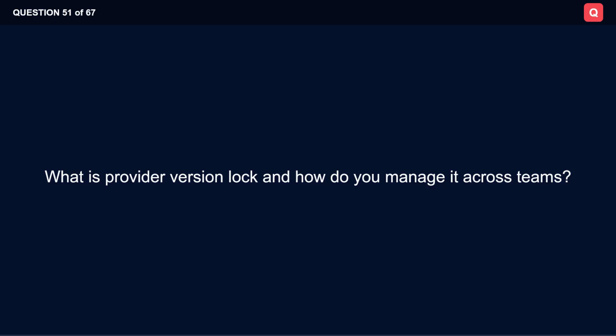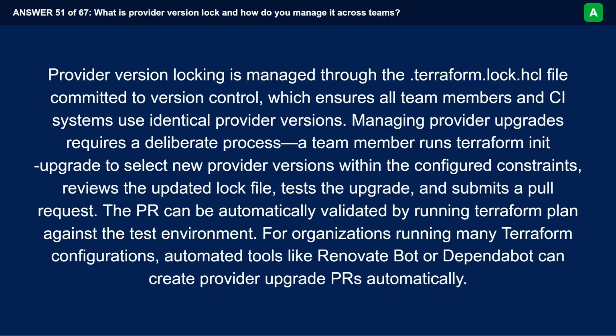What is provider version lock, and how do you manage it across teams? Provider version locking is managed through the .terraform.lock.hcl file committed to version control, which ensures all team members and CI systems use identical provider versions. Managing provider upgrades requires a deliberate process.